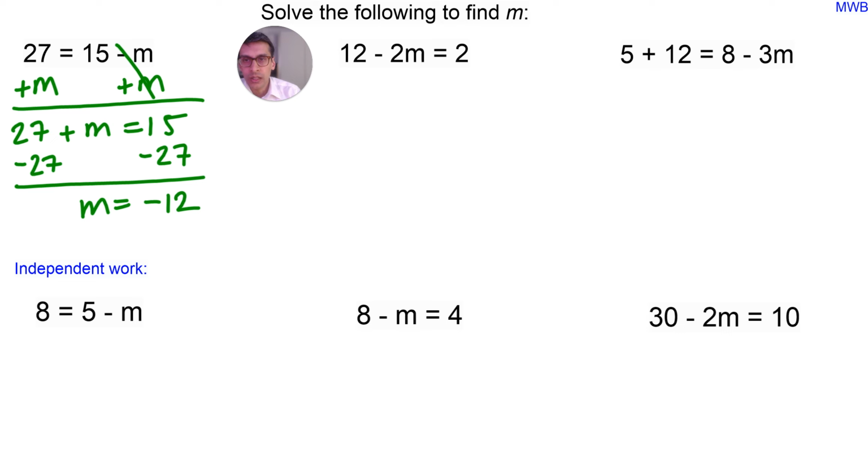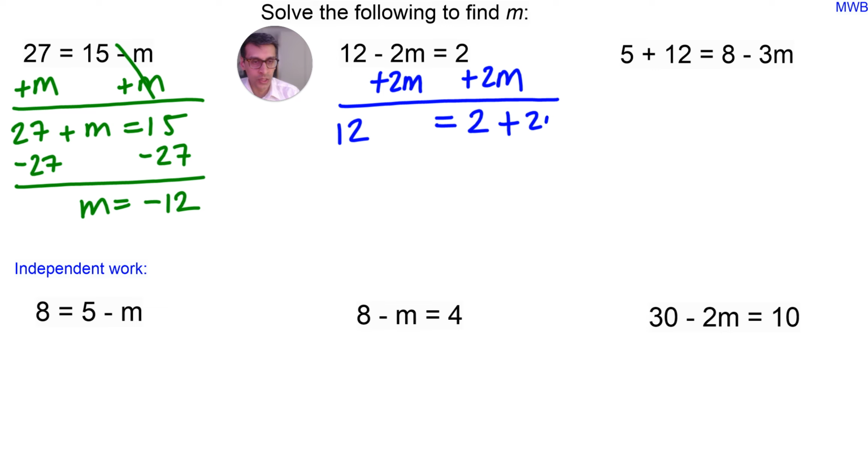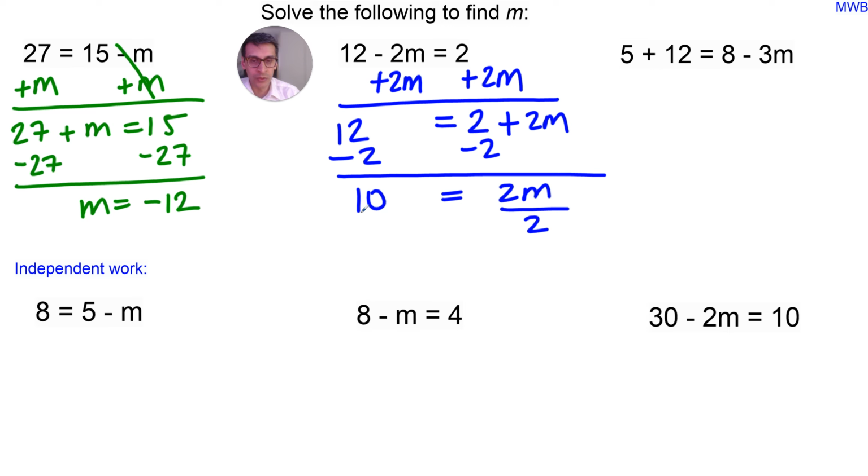Question 2. Now I'm going to add 2m to both sides. This becomes 12. That's a 0 pair. Bring the equal sign down. 2 plus 2m just stays as it is, 2 plus 2m. I'm now going to take away 2 from both sides. So this becomes 10 is equal to 2m. And then I'm going to divide by 2. So 5 is equal to m.